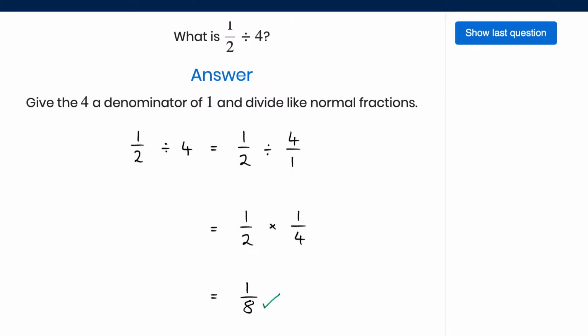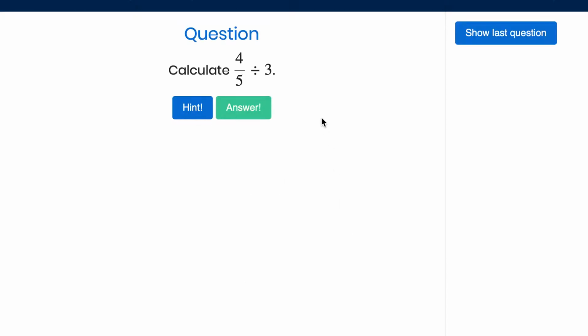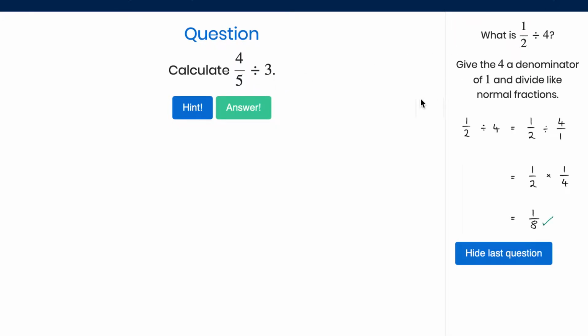Right, now it's your turn. Here is another example. Calculate 4/5 divided by 3. Follow the method from the last question shown here on the right hand side. Pause the video and have a go. Right, okay, so here is the answer.